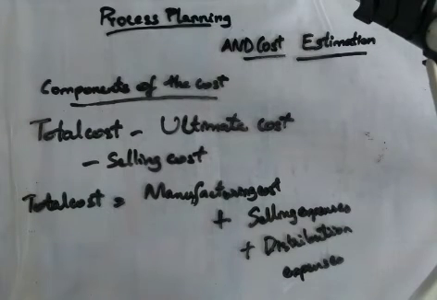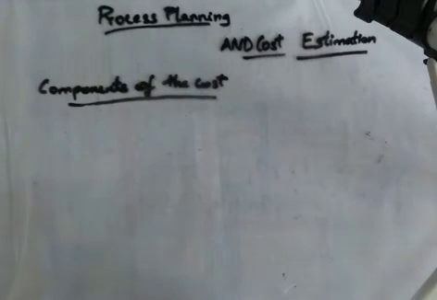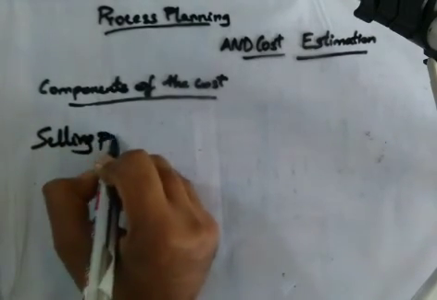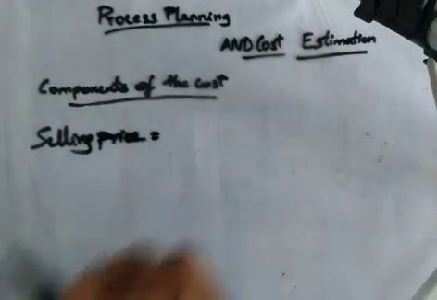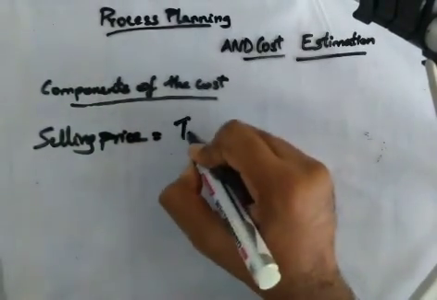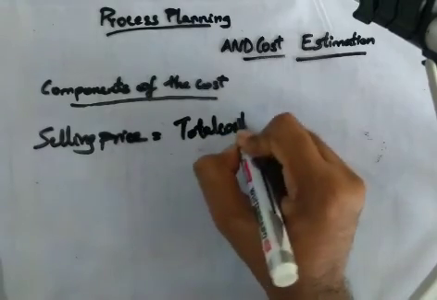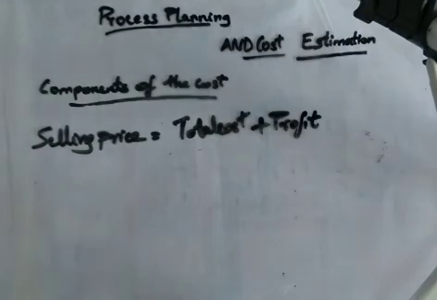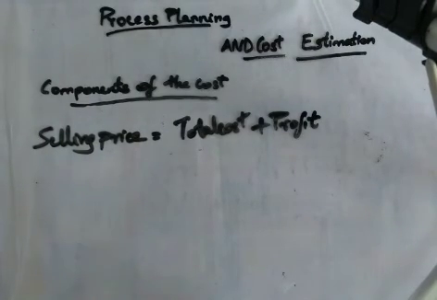Now finally the selling price is determined. Selling price is equal to total cost plus profit. Okay, total cost is not the MRP. Selling price is the MRP. Total cost is the total cost that the manufacturer spent for making that product, plus for the selling price we will need some profit.